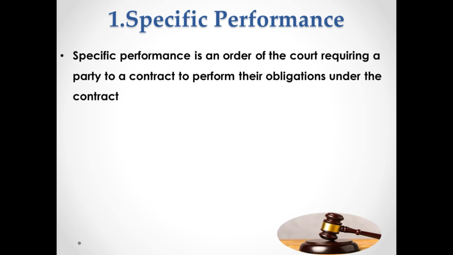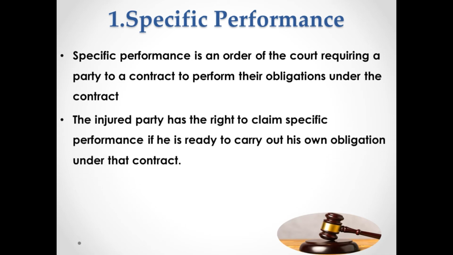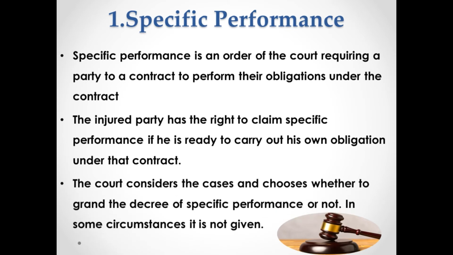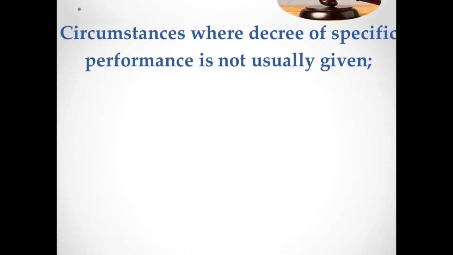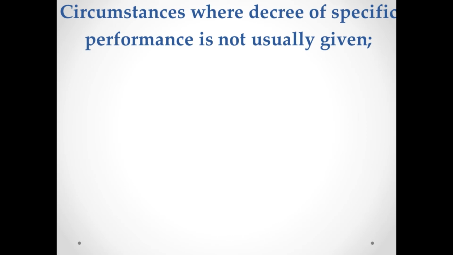So specific performance is an order of the court requiring a party to a contract to perform their obligation under the contract. The injured party approaches the court and has the right to claim specific performance from the other party if he is ready to carry out his own obligation under that contract. The court then considers the case and chooses whether to grant the decree of specific performance or not. In some circumstances, it is not given. Let us look at the circumstances where decree of specific performance is not usually given.